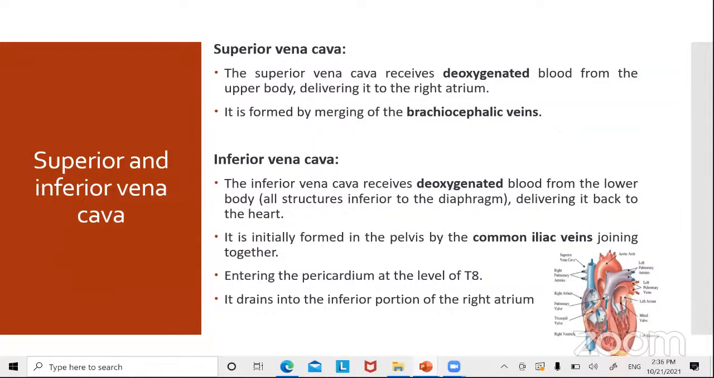It travels through the abdomen, collecting blood from the hepatic, lumbar, gonadal, renal, and phrenic veins. The inferior vena cava then passes through the diaphragm, entering the pericardium at the level of T8, and it drains into the inferior portion of the right atrium.